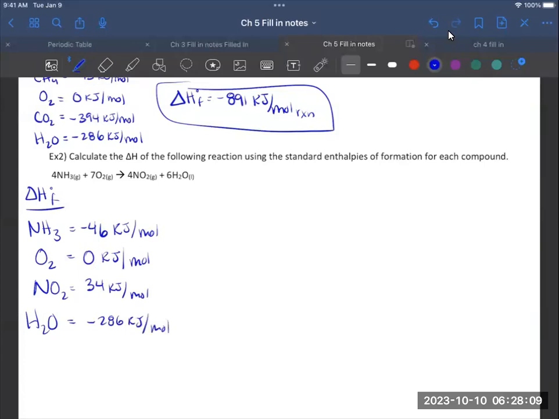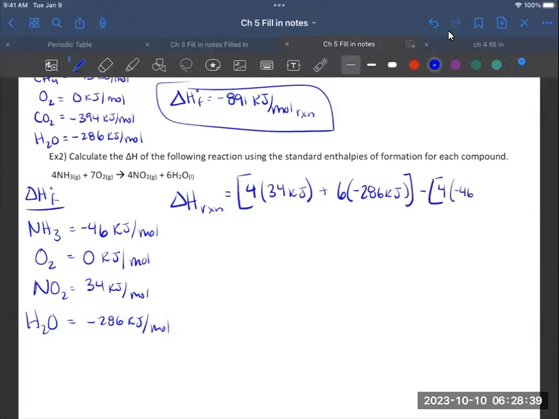All right, let's do it. So delta H of reaction. Again, the products come first. Products come first. So we're going to do the 4 NO2 and then the 6 H2O. Followed by the reactants. We had 4 NH3s. And then technically 7 O2, but it's 7 times 0.